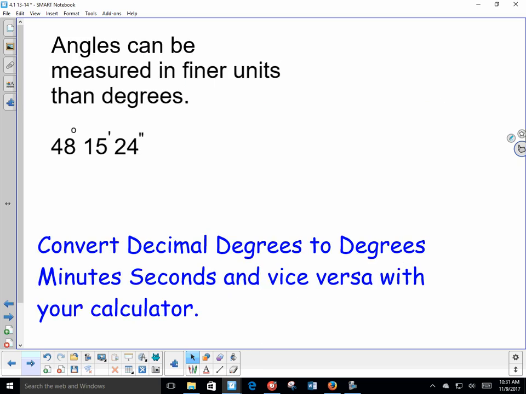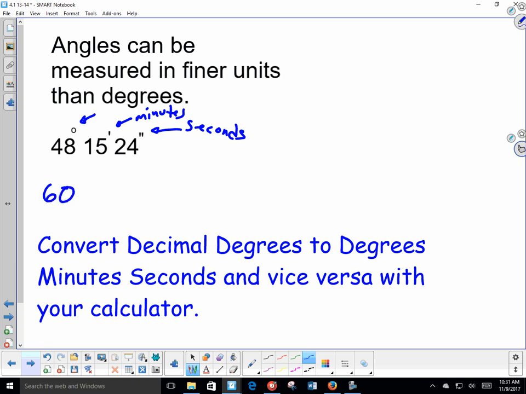Angles can be measured in finer units than degrees. So this symbol means degrees, but this means minutes, and this symbol here means seconds. Just like on a clock, hours, minutes, seconds, this would be degrees, minutes, seconds. So there are 60 minutes in 1 degree, just like there's 60 minutes in 1 hour. And there are 60 seconds in 1 minute, just like in time.